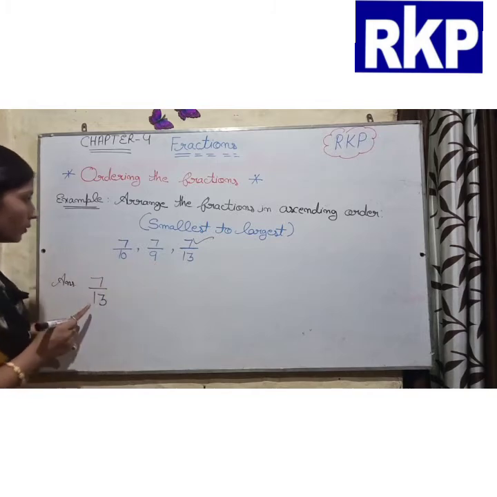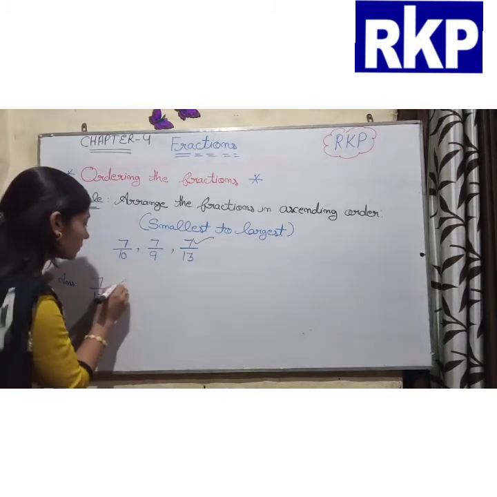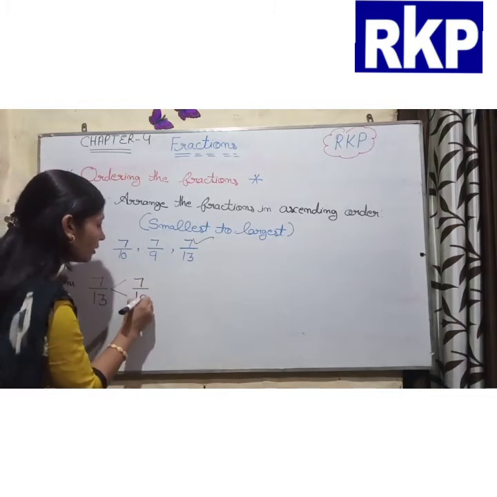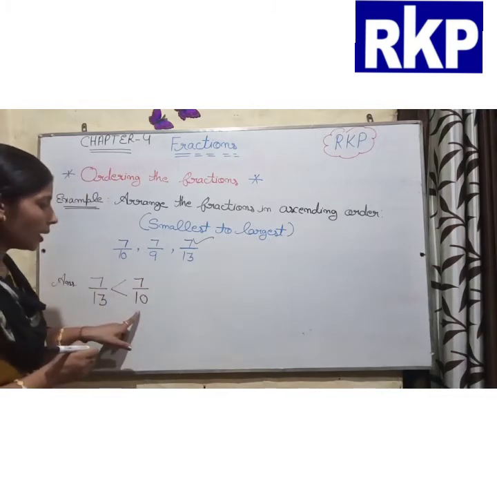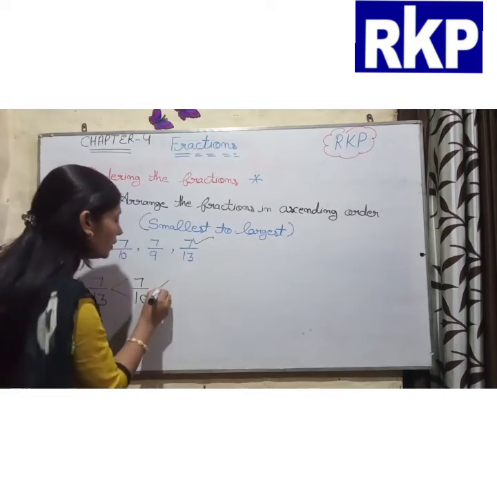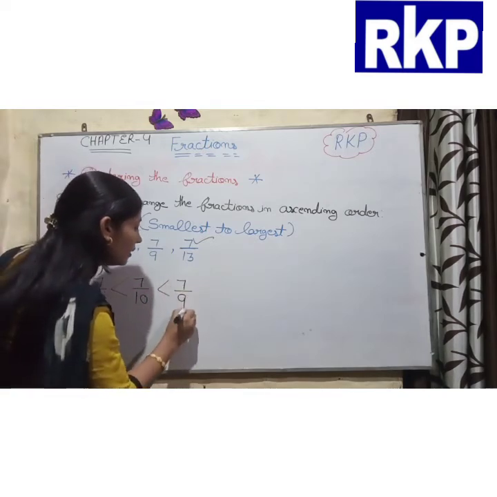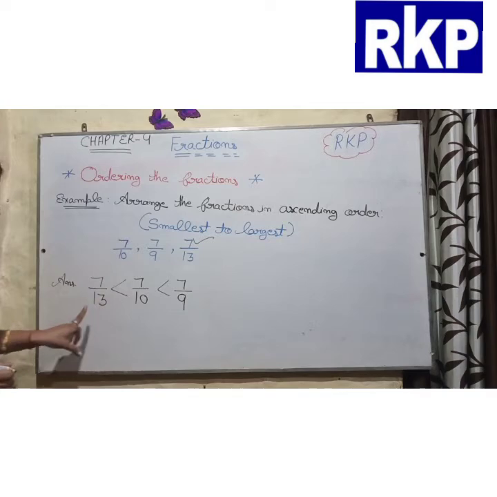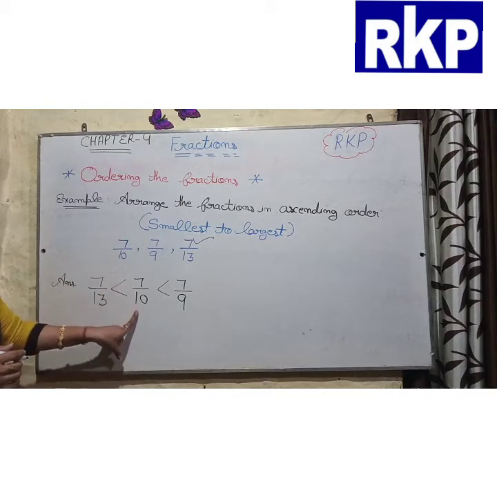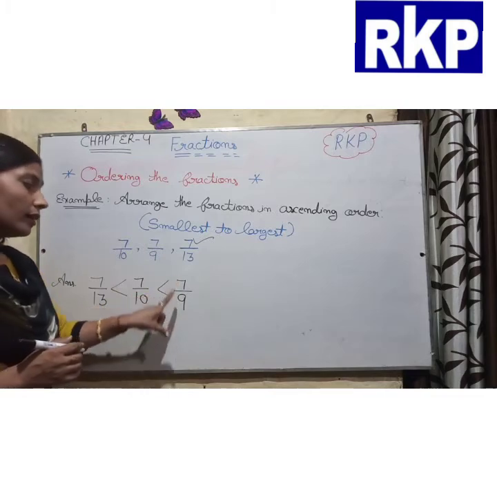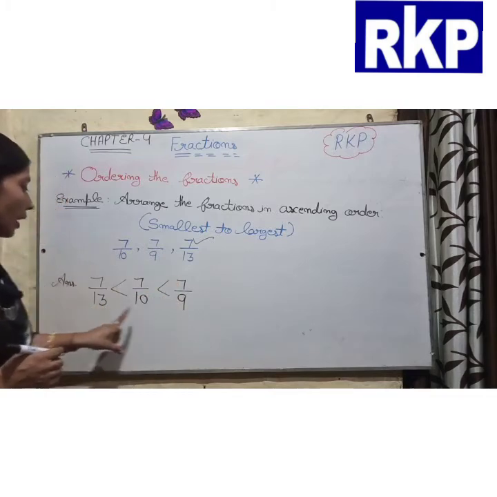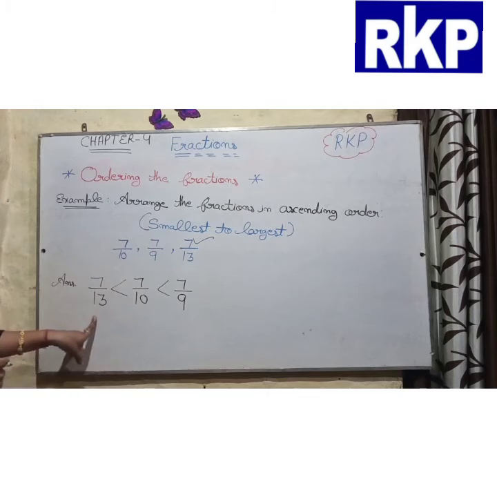So here we have to write 7 by 10, and after 7 by 10, we have to write 7 by 9. Now we can say that 7 by 13 is smaller than 7 by 10 and 7 by 10 is smaller than 7 by 9. So now these fractions are arranged in ascending order.